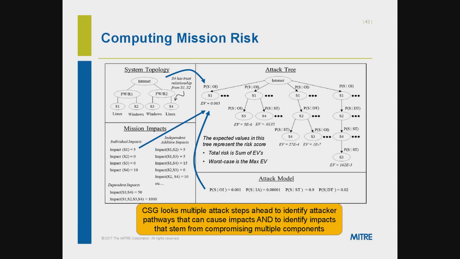So this essentially produces a risk metric, where that risk metric is either the sum of all these expected values or the worst case. And that, when you run it against your initial model, becomes the baseline.